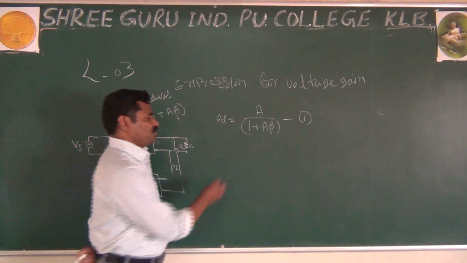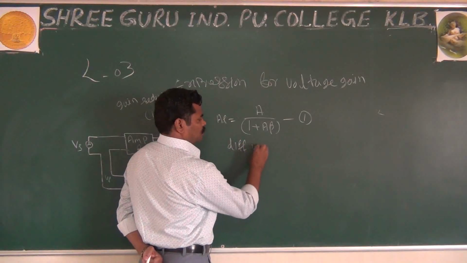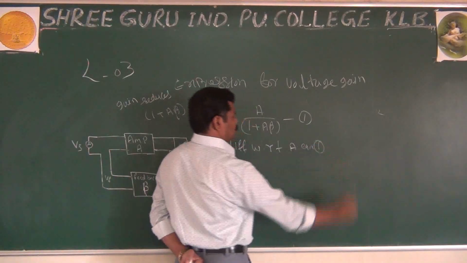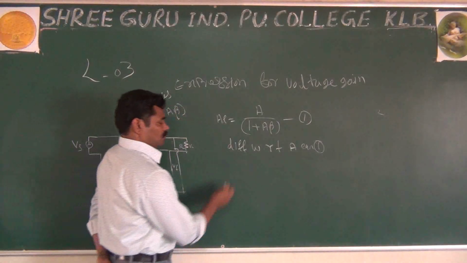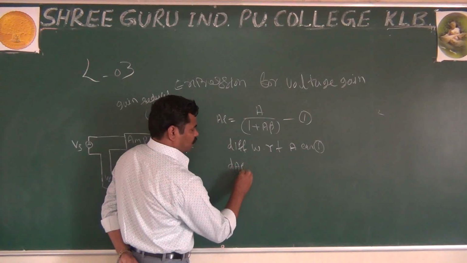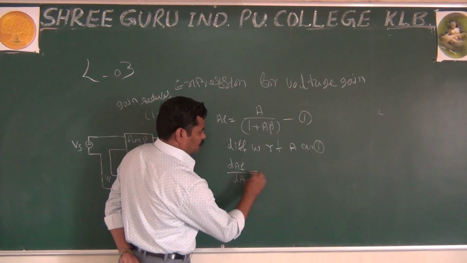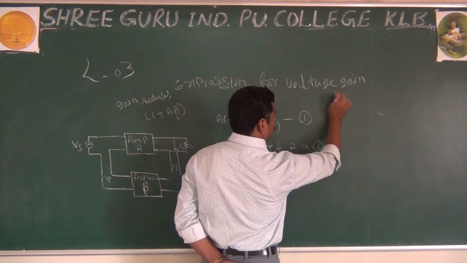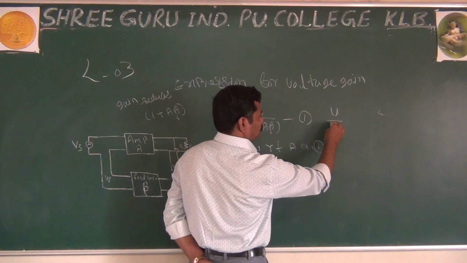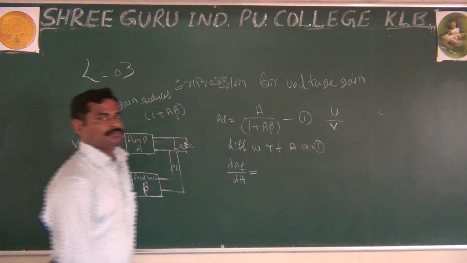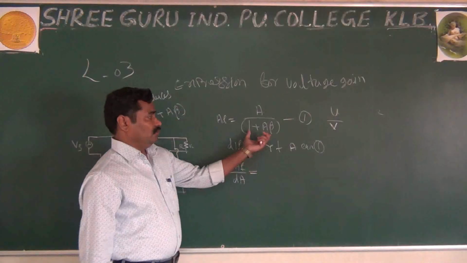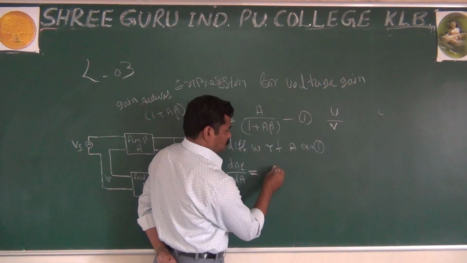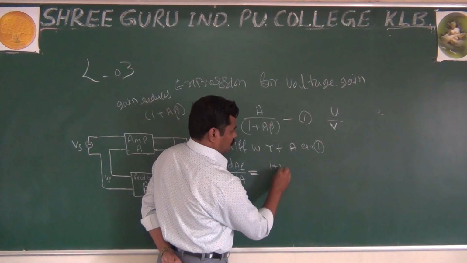For this, we have to differentiate equation 1 with respect to A. As you know the differentiation, dAF by dA equal to, use your U by V method, the differentiation of U by V. As we know in that method, write the denominator V as it is, that is 1 plus A beta as it is.